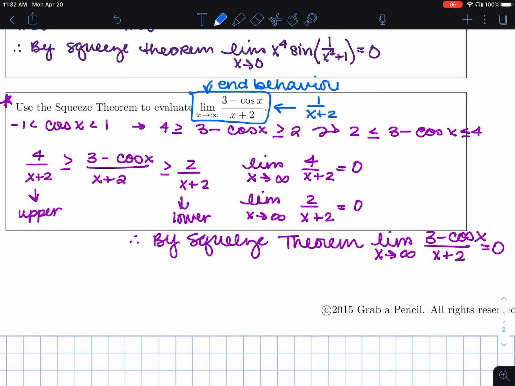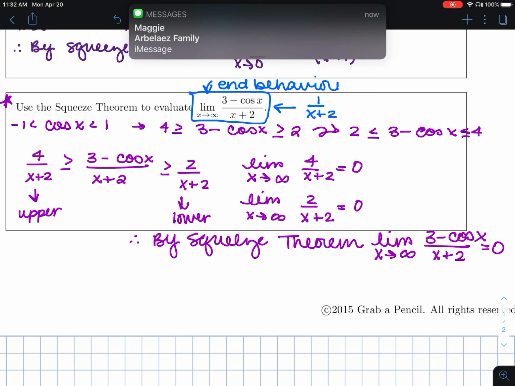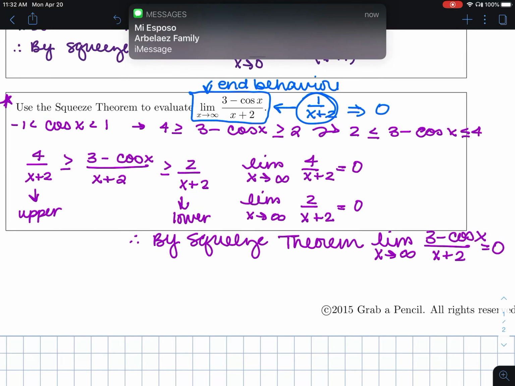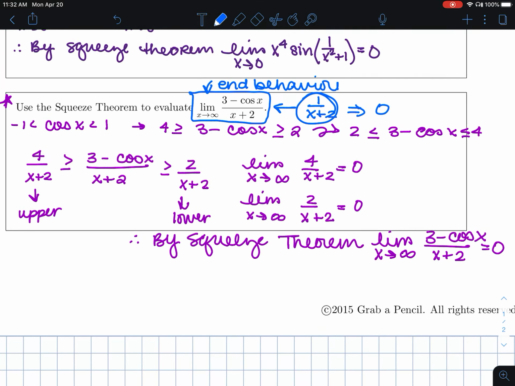Cosine is not going to dominate. Trig functions do not dominate any other function. They're actually the lowest on the realm. So I know the end behavior of 1 over x plus 2 means that it's going to 0 based on that whole fact that the degree of the numerator is less than the degree of the denominator. So this isn't, to me, typically something I would do via squeeze theorem, but it certainly can be proven that way, as you see here.